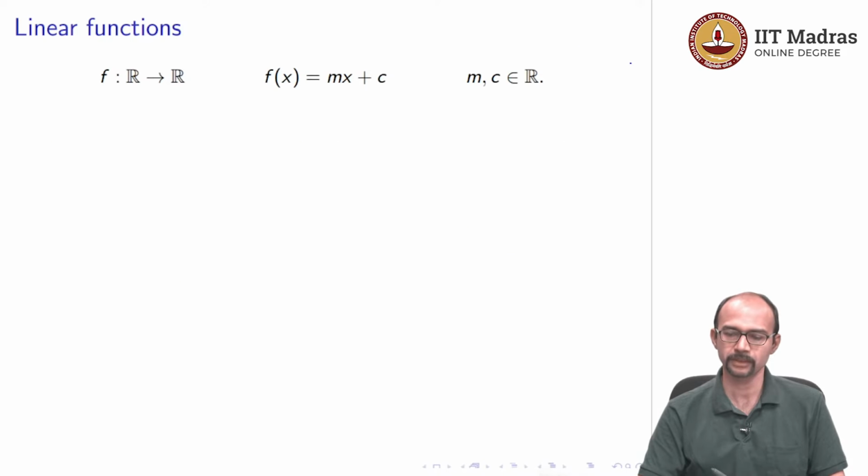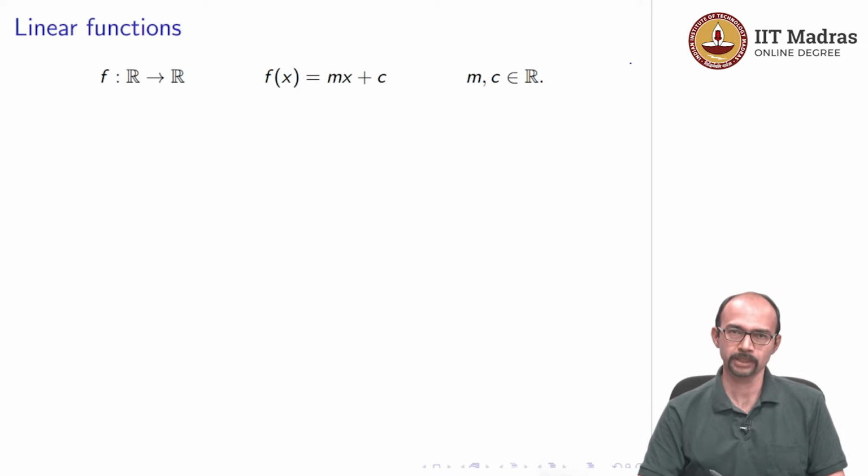We know examples of such functions. For example, we have seen in Maths 1 the idea of a linear function. A linear function looks like mx plus c, where m and c are real numbers, and when you evaluate this for every x, it gives you some real number. If, for example, f of x is 5x plus 2, then f of 0 is 5 times 0 plus 2, so that is 2, and f of 20 is 5 times 20 plus 2, so that is 100 plus 2, so 102.